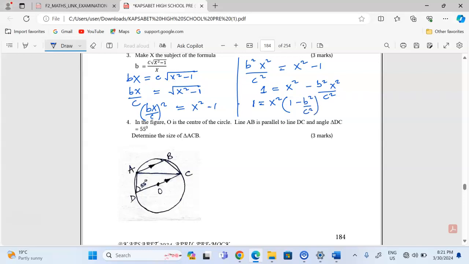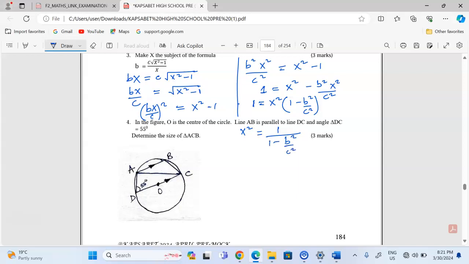Remember now, x squared, which is appearing twice, could be factored out. That is why we've done so. Then at this point now, you can allow me remain with x alone by dividing through by its coefficient. So to remain with x squared, then we have to divide 1 here by 1 minus b squared out of c squared, that is.